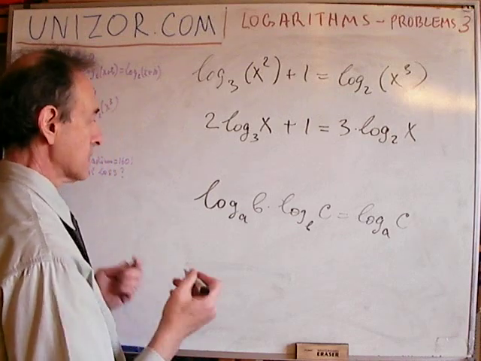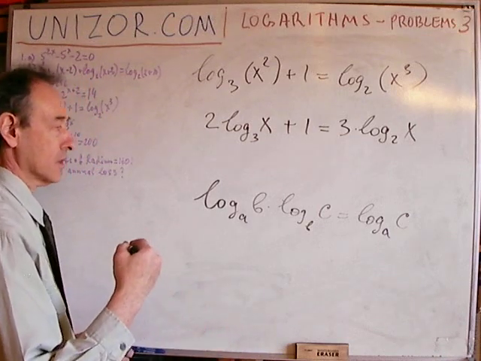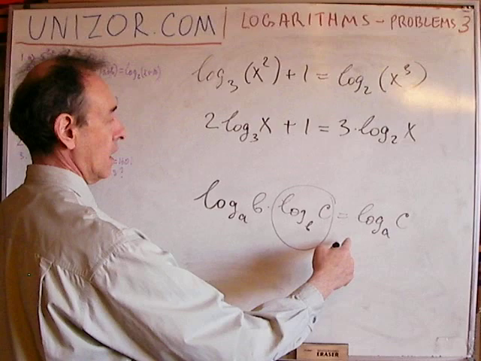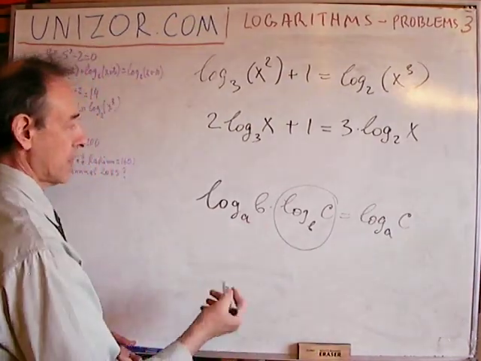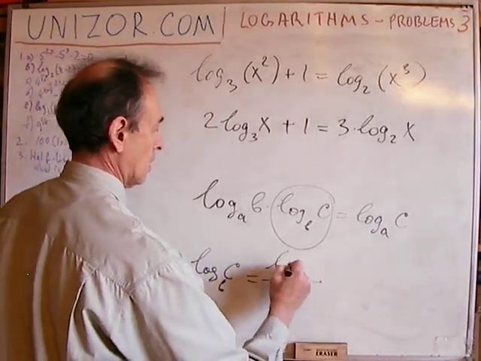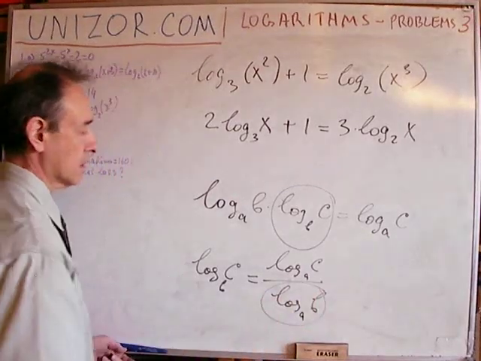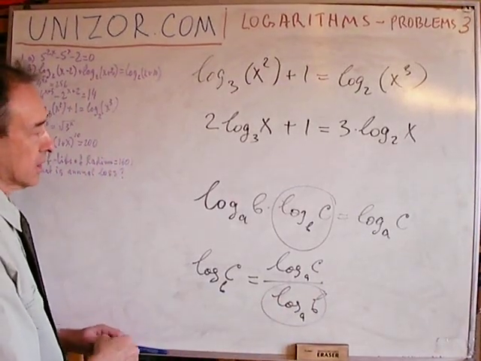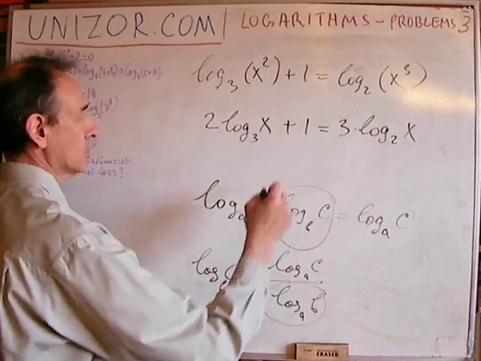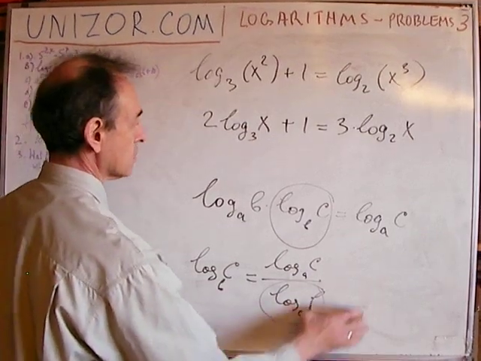Now, what does it mean for us? Well, it means that I can always change the base of the logarithm, let's say it's b, to the base a with a proper multiplier. In this case, log c base b is equal to log c base a over log b base a. Provided log b base a is not equal to zero, this formula is correct. Now, in this particular case, applicable to us, I don't like log base 3, I would like to have log base 2. So, how can I use this formula?